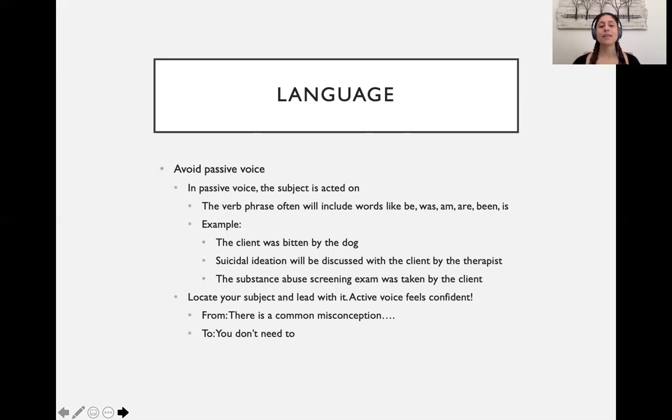So practice. You want to avoid passive voice. So instead of saying, the client was bitten by a dog, or suicidal ideation will be discussed with the client by the therapist, which just doesn't make any sense, you want to put the subject first, okay, and use active voice.